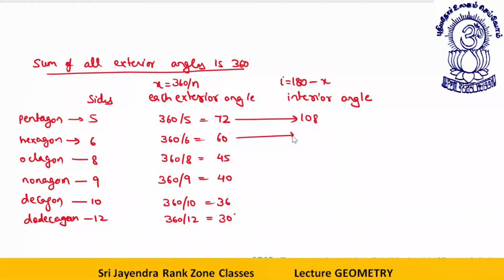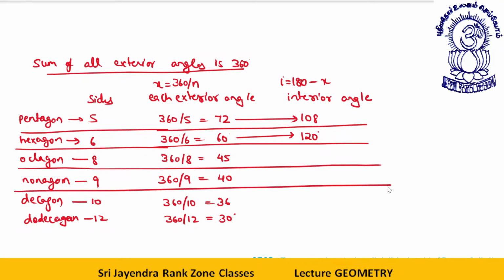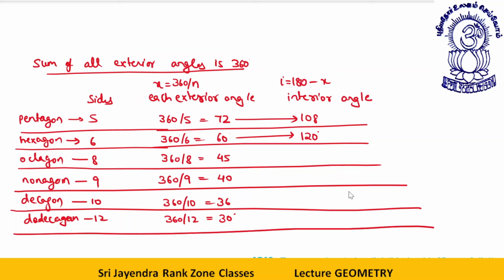This angle will be what? 120 degrees. Okay. Now, this is 180 minus 45, 135 degrees.